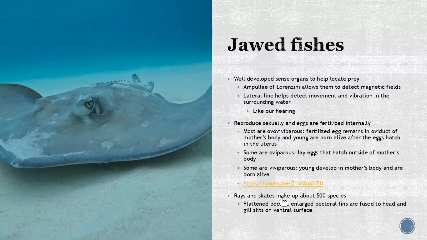Another group, you're going to have your rays and your skates, which make up about 500 species, and they're going to have those flattened bodies, and they still have those enlarged pectoral fins, which are fused to the head, which makes them a little bit different than what you're seeing with the sharks.